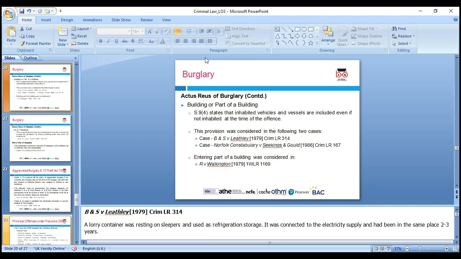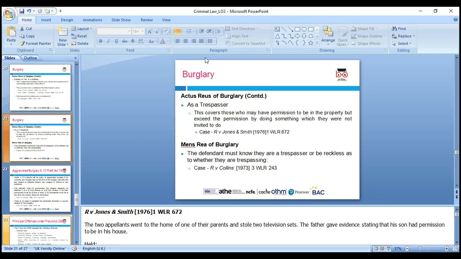The lorry container was resting on a sleeper and used to be refrigerated storage, connected to the electricity supply. A few months back, with the lorries, I think 28 people died. Yeah, I remember. That would come under burglary, and other laws can apply under criminal law as well, such as immigration. Any question?